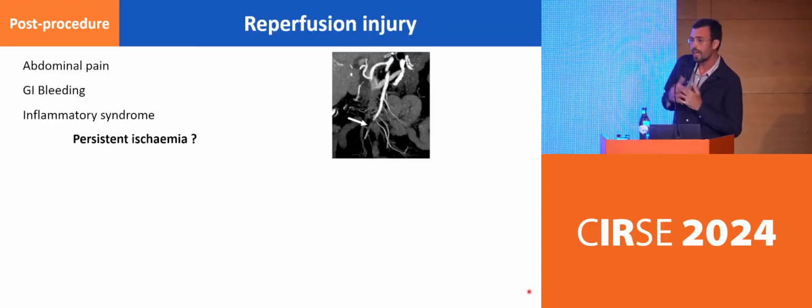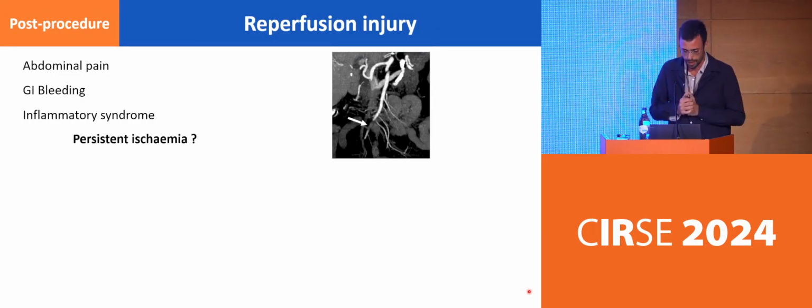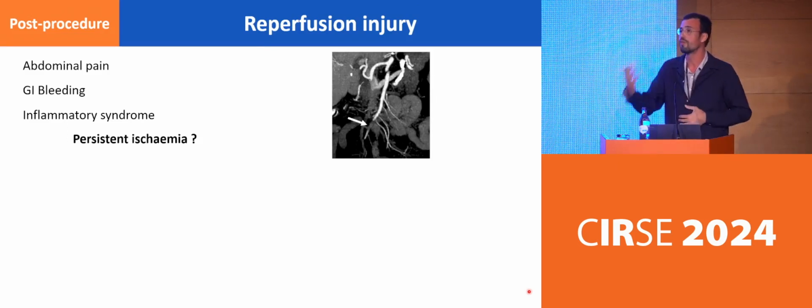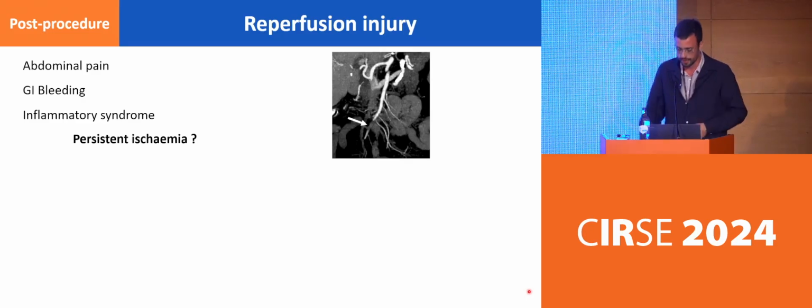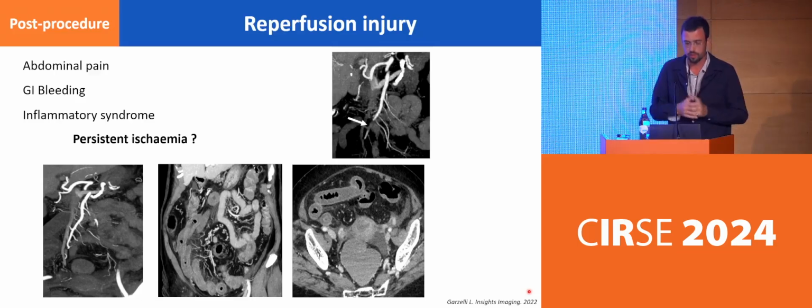So now that you managed to recanalize your artery, your patient, in the following hours, maybe the next day, will experience abdominal pain, maybe with some GI bleeding and with an inflammatory syndrome. The question you have to ask yourself is, is there a persistent ischemia? So the patient underwent a contrast-enhanced CT. You see that your SMA is well recanalized, but you have a thickening of the bowel with mucosal hyperenhancement, submucosal edema with parietal thickening, and ascites, and this CT pattern is consistent with a reperfusion injury. And this syndrome has to be treated conservatively.